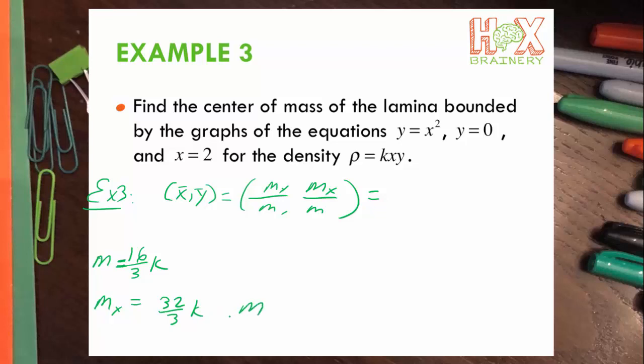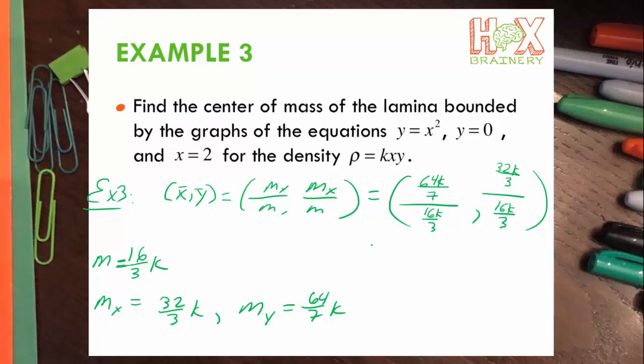The moment about the y-axis, what was that? That was 64/7 k. So you have all the parts, and I'm just going to plug everything in. So x bar is going to be 64k divided by 7 over the total mass, which was 16k divided by 3. And then y bar was the moment about the x-axis, 32k divided by 3, divided by the mass.